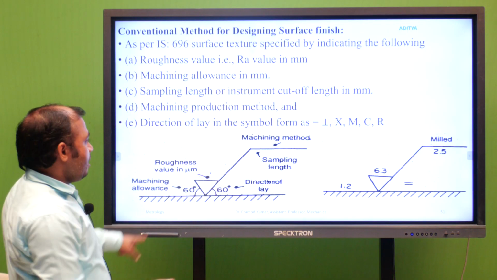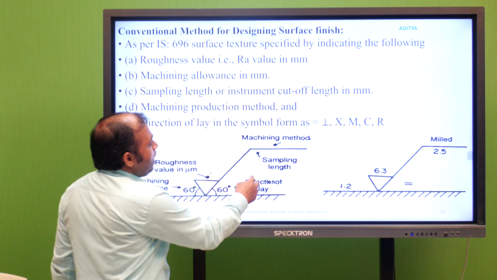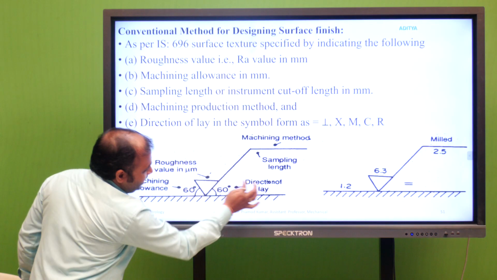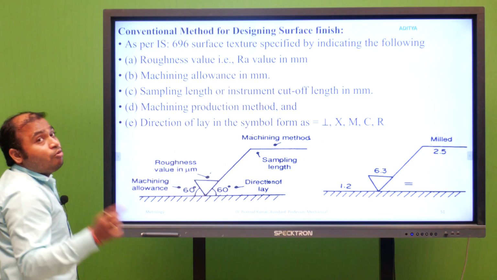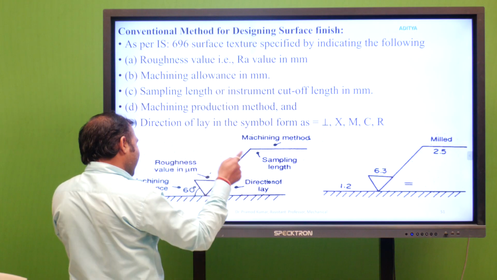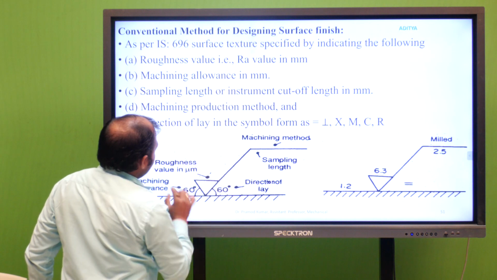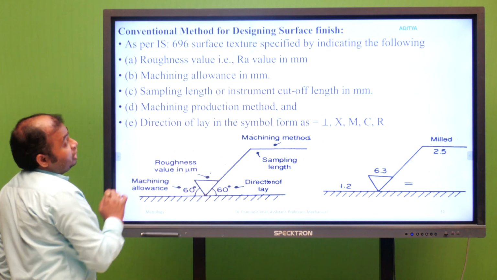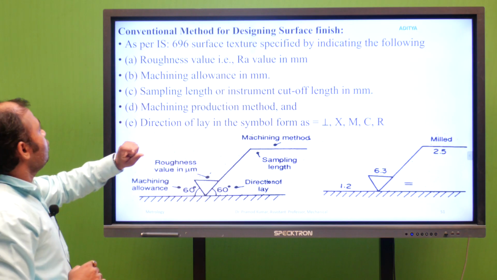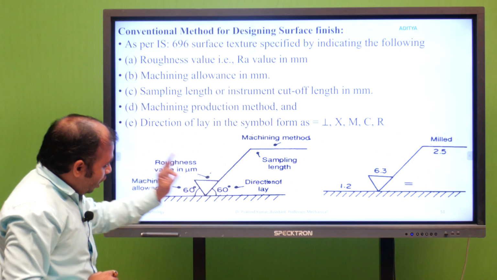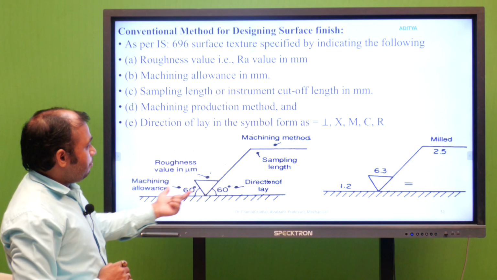You can see this figure, this part is the machining method, symbols try to explain here. Here sampling length, here directional lay, this part, here roughness value in micrometer, machining allowance, how much machining. This one is the IS standard symbol we can say. Here machining method, sampling length, directional lay, roughness value in micrometer, machining allowance. That is the conventional method for designing surface finish. Here roughness value, RA value, machining allowance, sampling length or the instrument cutoff length we can say.